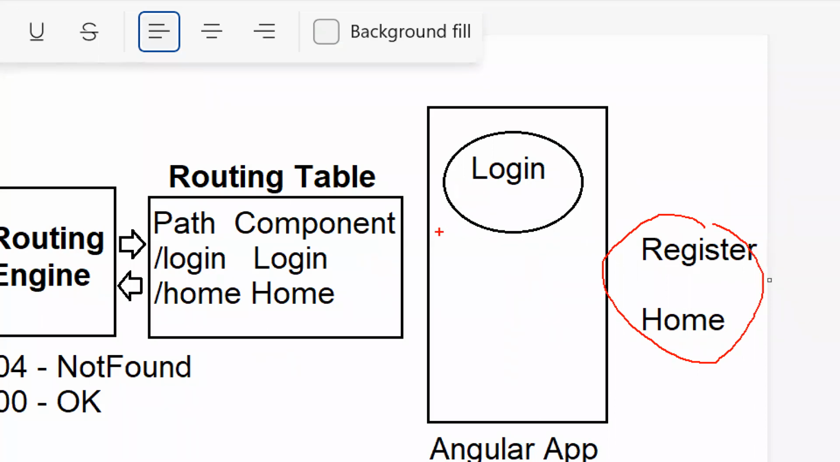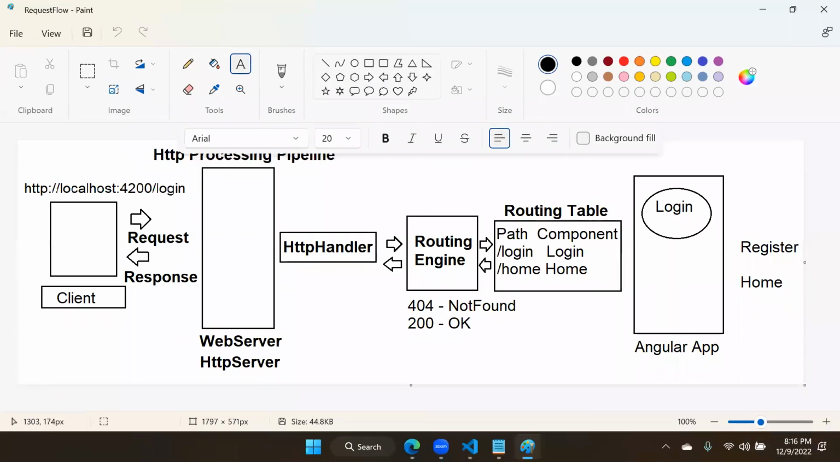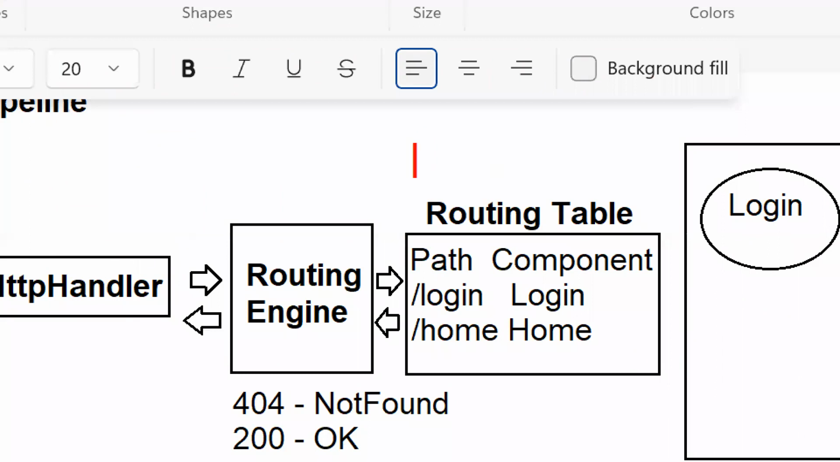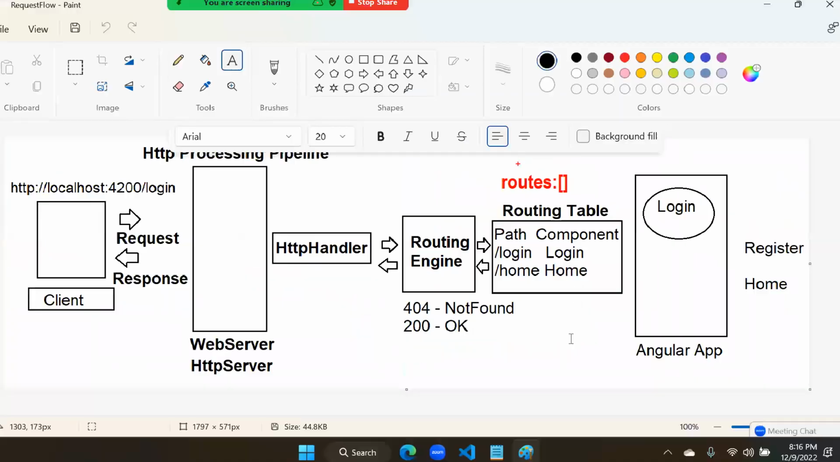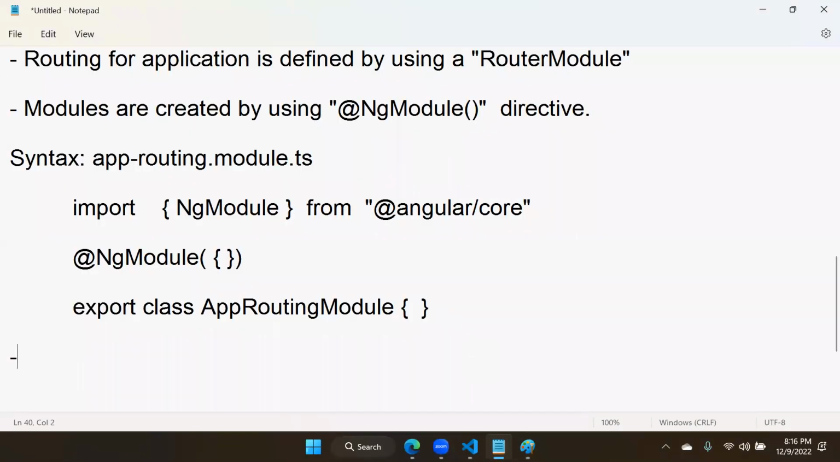For these components, we need to create a table. This table is created by using routes collection. The table is a collection. So in order to create this table, you need a library. That means what is the library you required?